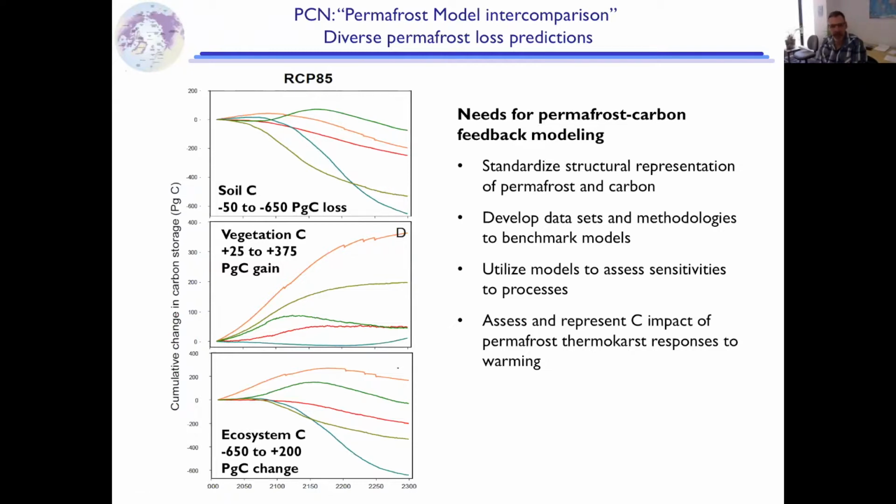So what we really need then is to develop data sets and methodologies to benchmark models so we can start really fine-tuning these models and potentially excluding models that are just not plausible. Charlie's going to talk a little bit about that in the second presentation. In the last few minutes I have here, I'm going to demonstrate two things. One is that we can still use these models, even as imperfect as they are, to assess sensitivities to processes. And then also, I'm going to present a short result about how to represent new processes that are completely unrepresented, related to thermokarst that happens when permafrost forms and thaws. So Charlie will talk about the data, and I'll talk about these two things here.